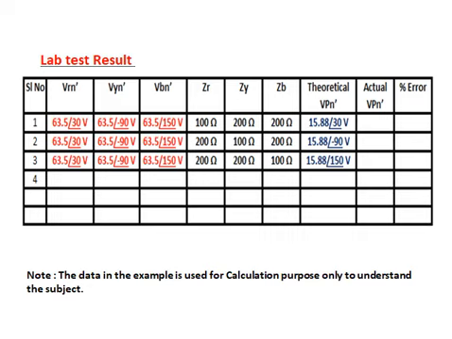Suppose ZR is equal to 100, ZY is equal to 200, ZB is equal to 200, then theoretical VPN', the neutral displacement voltage, equal to 15.88 angle 30. If ZR is equal to 200 ohms, ZY is equal to 100 ohms, ZB equal to 200 ohms, then neutral displacement voltage equal to 15.88 angle minus 90. If ZR is equal to 200 ohms, ZY is equal to 200 ohms, ZB is equal to 100 ohms, neutral displacement voltage equal to 15.88 angle 150 volt. We measure the actual VPN' and find the error. Note, the data in this example is used for calculation purposes only, to understand the subject.